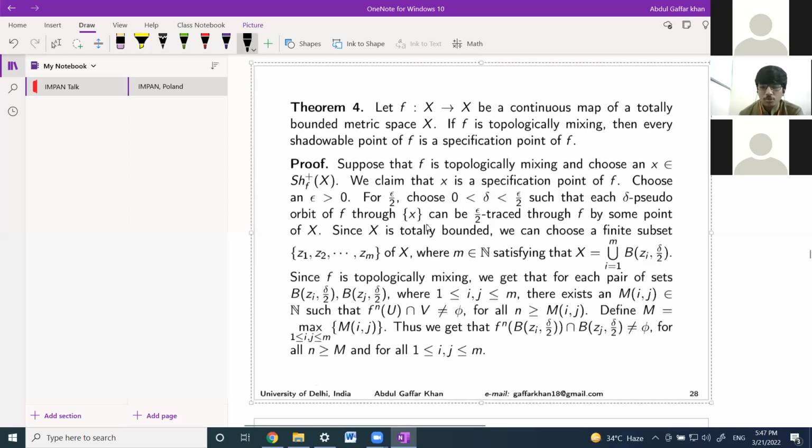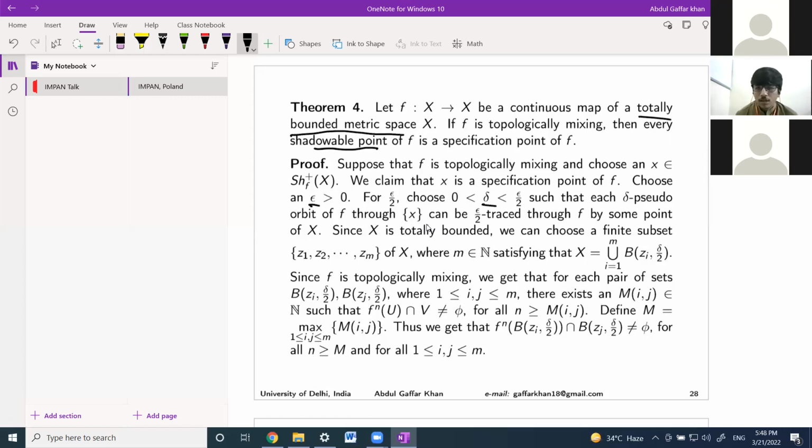So the proof is based on the definition more or less. Suppose that x is a specification point of f, and initially we will use the notion of topological mixing extensively. For showing that x is a specification point, choose an epsilon. For epsilon upon 2, we can choose a delta by the shadowing of f through x, because x is assumed to be a shadable point. Now we have further assumed that X is a totally bounded metric space in this theorem.